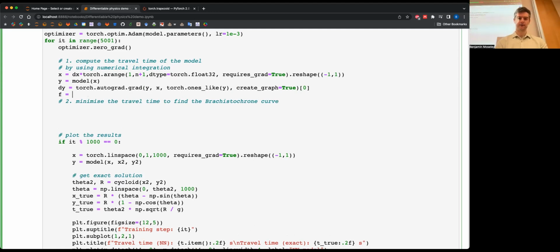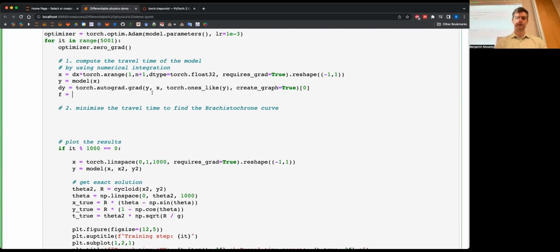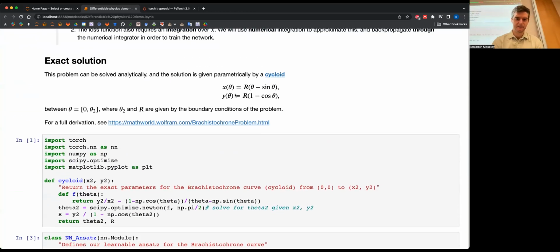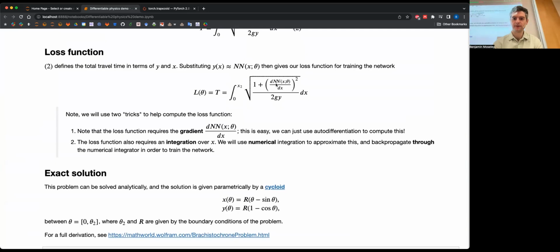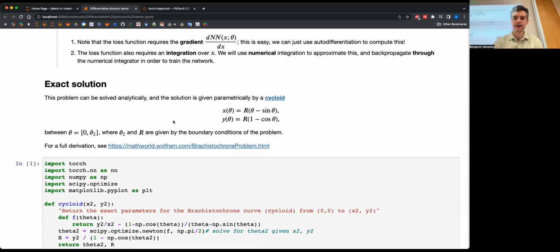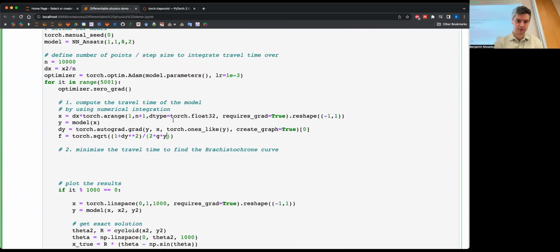And then we're going to compute this inner function of that integral. So it's the square root of 1 plus dy squared, divided by 2 times g times y, I believe. So I'm just going to check that. So 1 plus the gradient squared, divided by 2 over gy. So gradient squared, 2 over gy, like this.